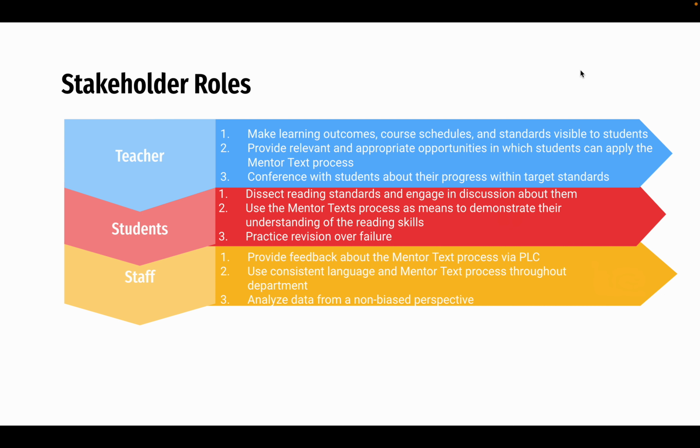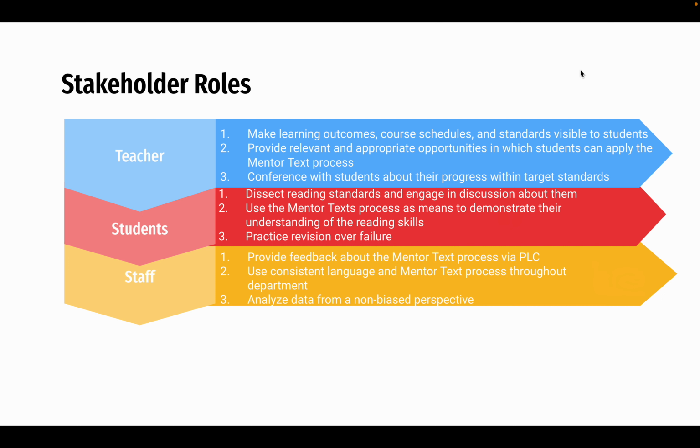Next, the role of the student is, first, to dissect reading standards and engage in discussion about them. So basically, the expectation is that they're participating and that they are producing. Second, using that mentor text process as a means to demonstrate their understanding of those reading skills, breaking down those standards using that mentor text process. And third, practicing revision over failure. No grade is set in stone. They can go back and revise to make sure that they are meeting that standard.